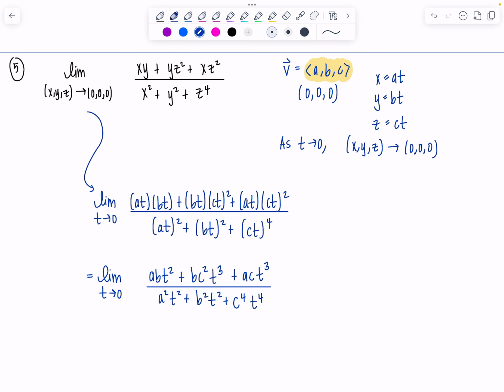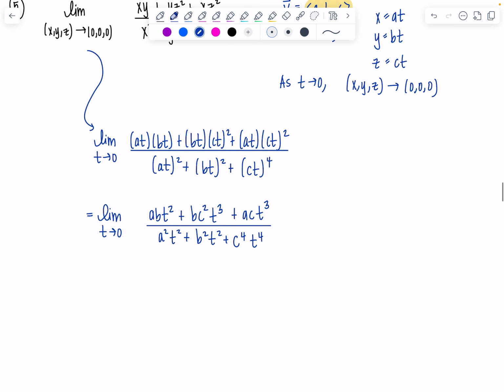Okay, what can I cancel out? t squared from everybody, right? So this is the limit as t goes to 0 of ab plus bc squared t plus ac squared t over a squared plus b squared plus c to the 4th t squared. Whew. Okay, now let's go ahead and take the limit as t goes to 0. So a, b, c are all constants. Any constant times 0 will go to 0.